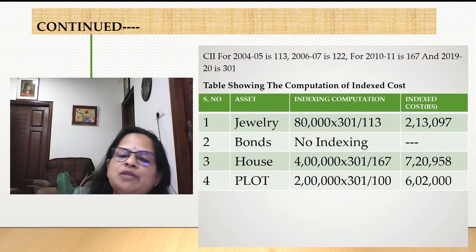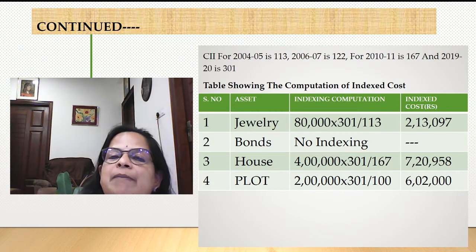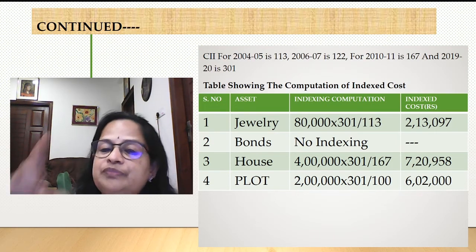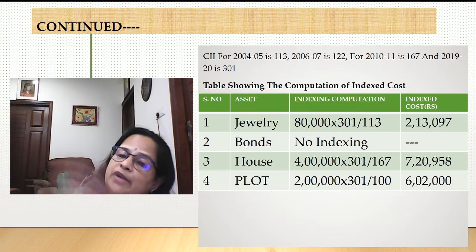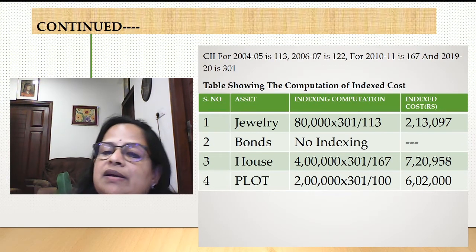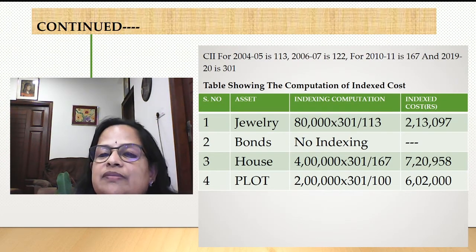Now, for house property you have to remember 4 lakh is the purchase price. 301 is this year's index, and they purchased it in 2010-11, so the index is 167. So we will not calculate capital gain with 4 lakhs; we will calculate with 7,20,958. Now the plot I told you about: the fair market value in the year in which the father got it is 2 lakh into 301 divided by 100, because the father acquired it before 2001. So the index cost is 6 lakh 2,000. That is the index cost.